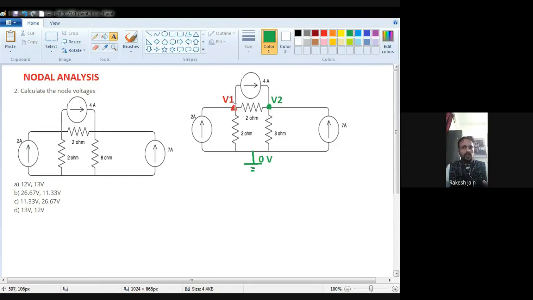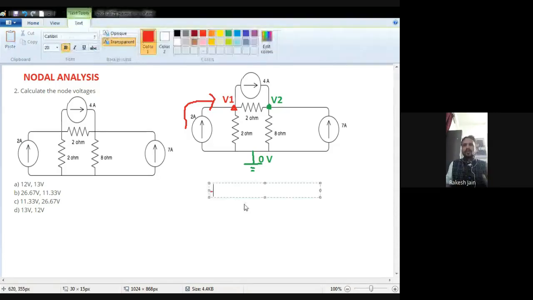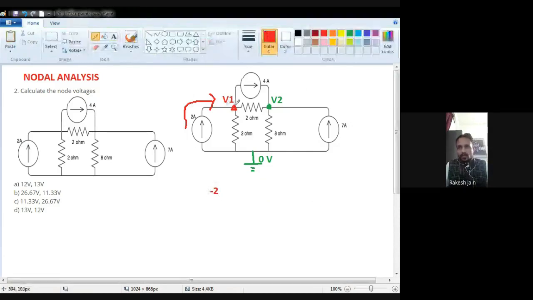What I want to say is, first of all I have to write down the equation for node voltage V1. I am going to write with red color to show you for V1. This 2 ampere current is coming towards V1. I am standing at V1. So whenever a current is coming towards a node, write it with negative sign. So I write down -2.